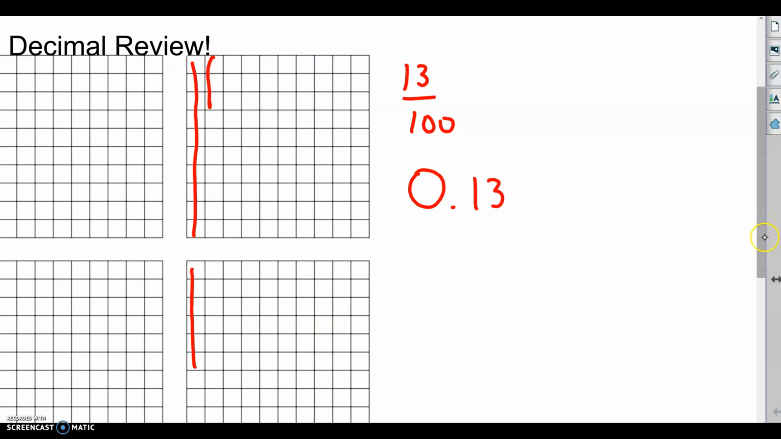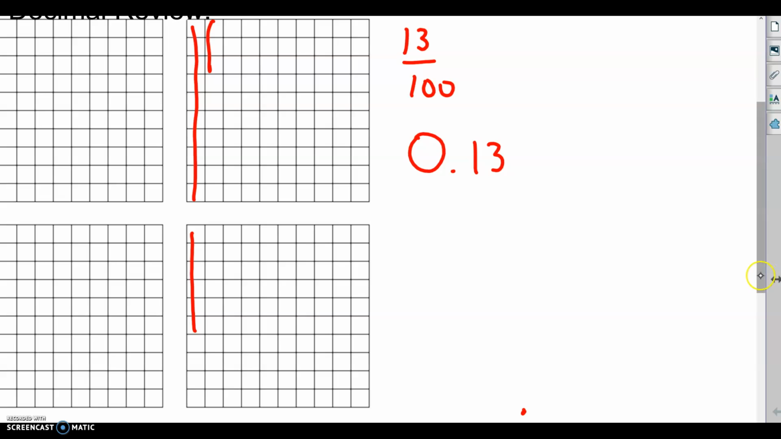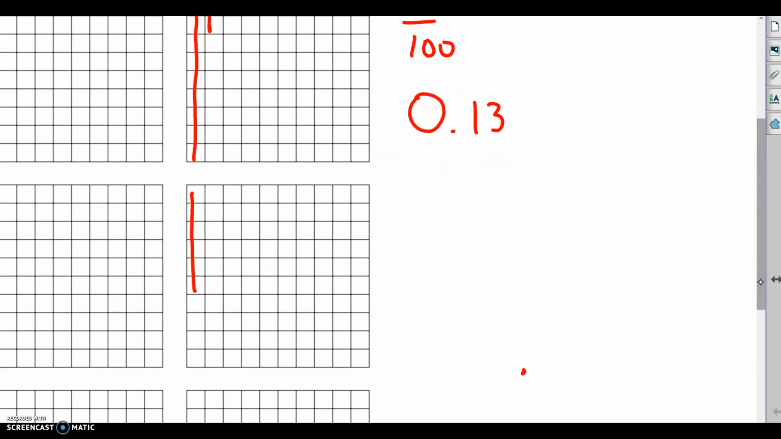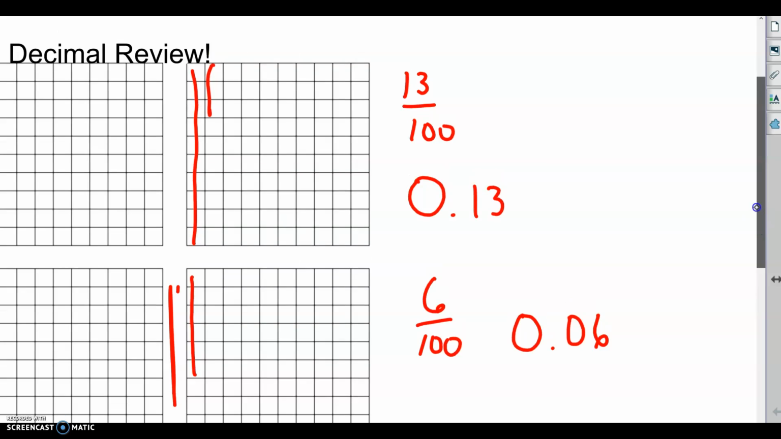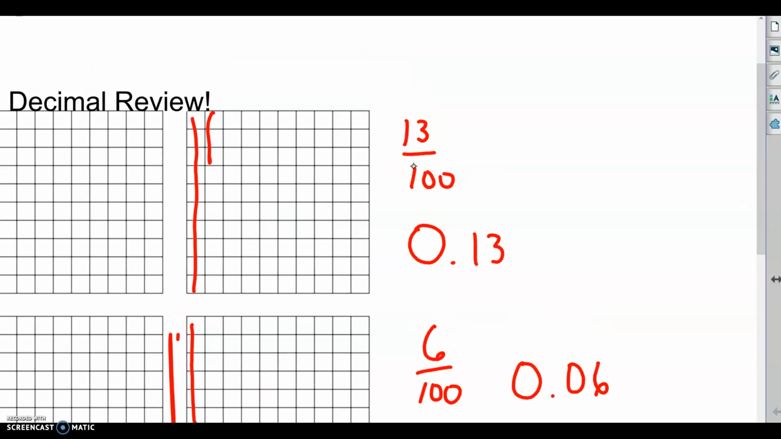We also talked about what it would look like if you had, say, maybe, 6 of those. I don't think you can see this very well. There you go. So I have 6 out of the 100. You would write it like this as a fraction. You'd read it 6 100ths. And then you would write it like this. Again, there's no whole thing over here. You put a 0 in the tenths because there aren't any tenths going up and down here. And you have 6 hundredths. It's a little bit like 6 cents, isn't it? 13 hundredths is a little bit like 13 cents.